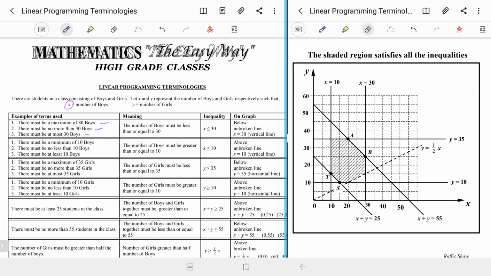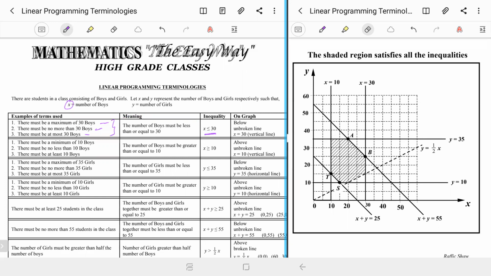At most 30 boys. In terms of the meaning, we're going to write it as an inequality. The number of boys must be less than or equal to 30. This is the inequality that you would write: X less than or equal to 30. That's the inequality. X less than or equal to 30 will be the statement for any one of these.